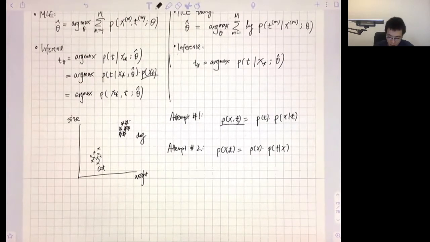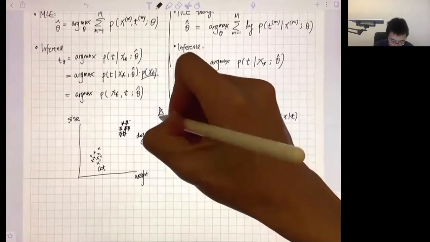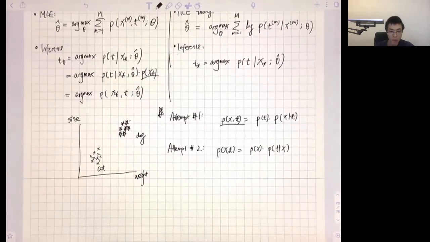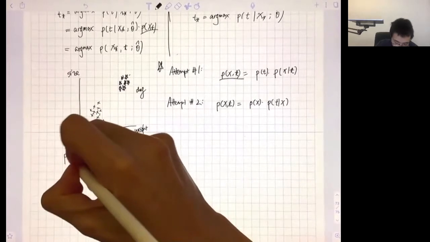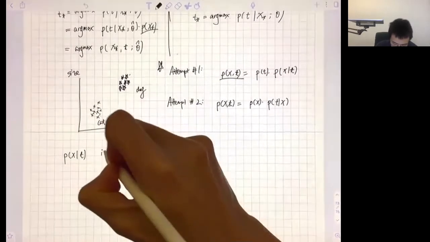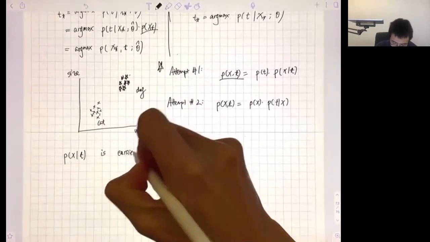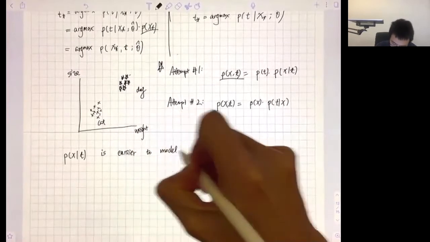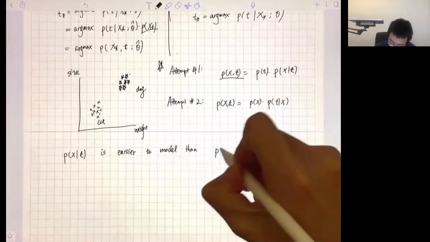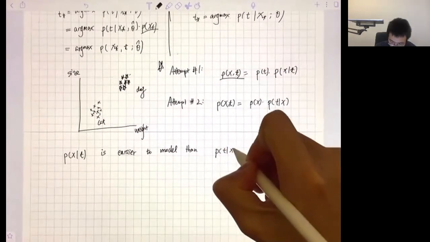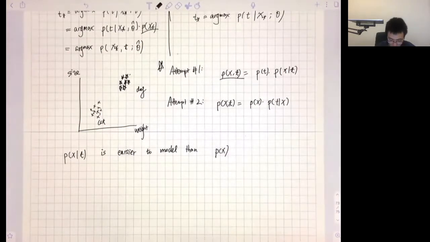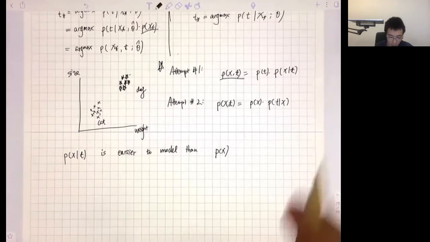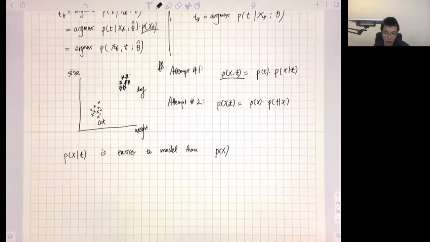So I would suggest the first choice, attempt one here, is the better approach for a few reasons. First, P of x given t is easier to model than P of x in general. So the marginal probability of P of x, right? Because P of x given t is the probability of your features given that category.